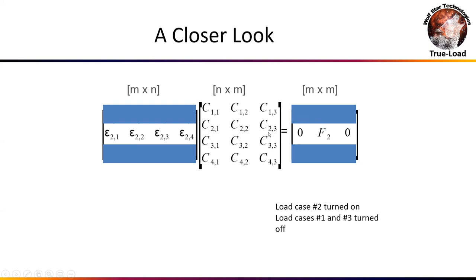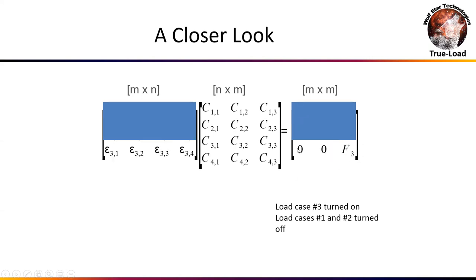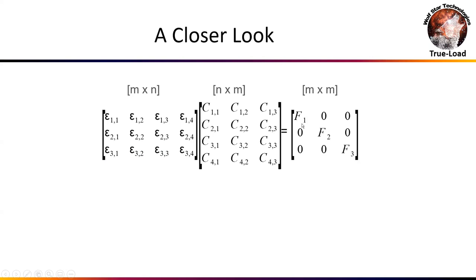Now we'll do it again for load case number 3. We turn load case 3 on, turn off load cases 1 and 2, and now I've got another unique strain signature for load case 3. So here I've got 3 unique strain signatures and 3 unique load cases. I've got a well-behaved linear set of equations. I can solve this. Now these load cases on the right-hand side can be anything. They could be point loads, pressure loads, moments, unit displacements, thermal loads, they could even be mode shapes. So TrueLoad can recover the full field response based on the strain gauges from this mathematics here.